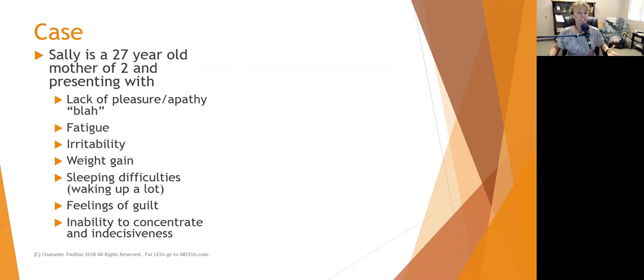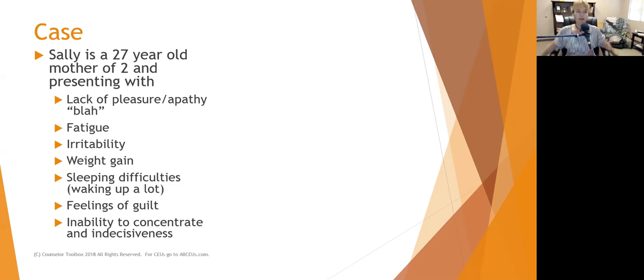So let's take a case study to kind of drive this home. Sally is a 27-year-old mother of 2, and she comes into your office and she's presenting with lack of pleasure and apathy and just kind of feels blah. She's not suicidal. She's just kind of in that Eeyore phase. She's fatigued. She's irritable. She's experiencing weight gain recently. She's having sleeping difficulties. She goes to sleep, but she wakes up a lot. She's not getting a good solid night's sleep any particular night. She has a lot of feelings of guilt and inability to concentrate and indecisiveness.